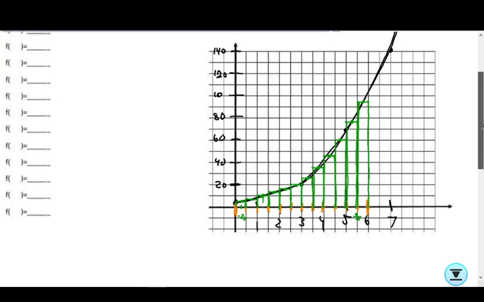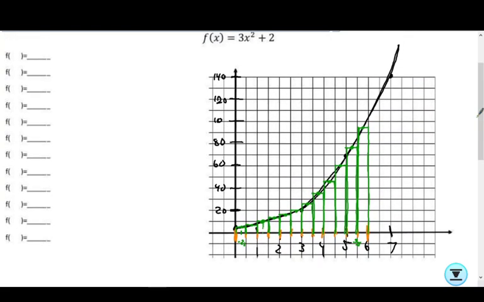So the height of my first rectangle, when I go over here to fill in my chart, is 0.25. Then this one's between 1/2 and 1, which is right in the middle, 0.75. And then 1.25, then 1.75, 2.25. These are the values I'm going to be putting into my function. Then 3.25 and 3.75, 4.25 and 4.75, and 5.25 and 5.75.